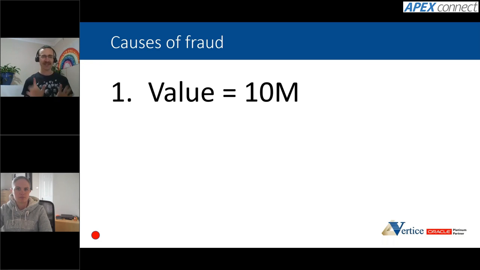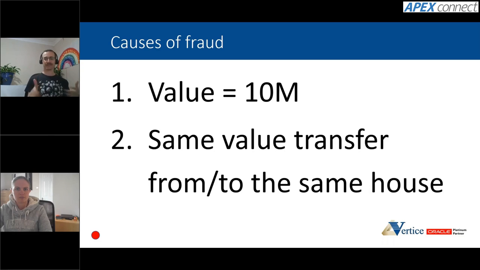Pretty straightforward. The second one is a little bit more interesting. We've got a scenario where people are trying to pass dirty money around their house to try and clean it. So they receive some dodgy money, transfer it to others around the house, and eventually cash it out again. I'll explain in a bit more detail what this really means in a few minutes.